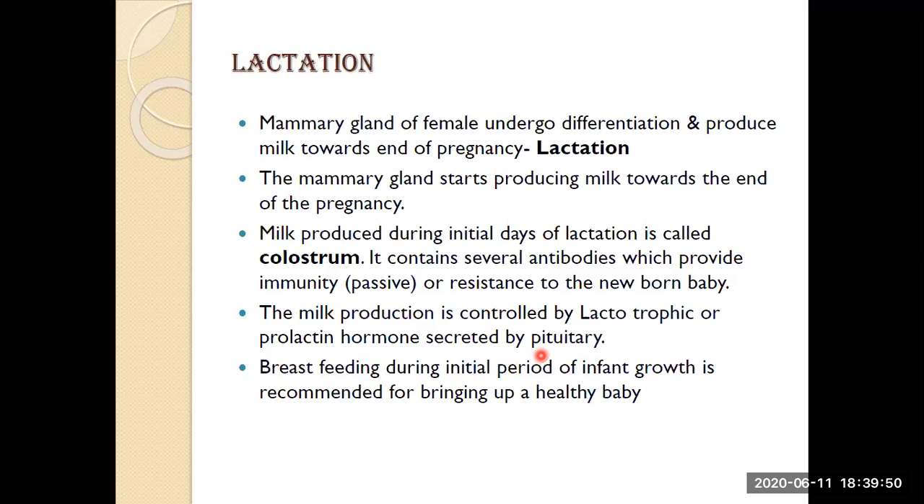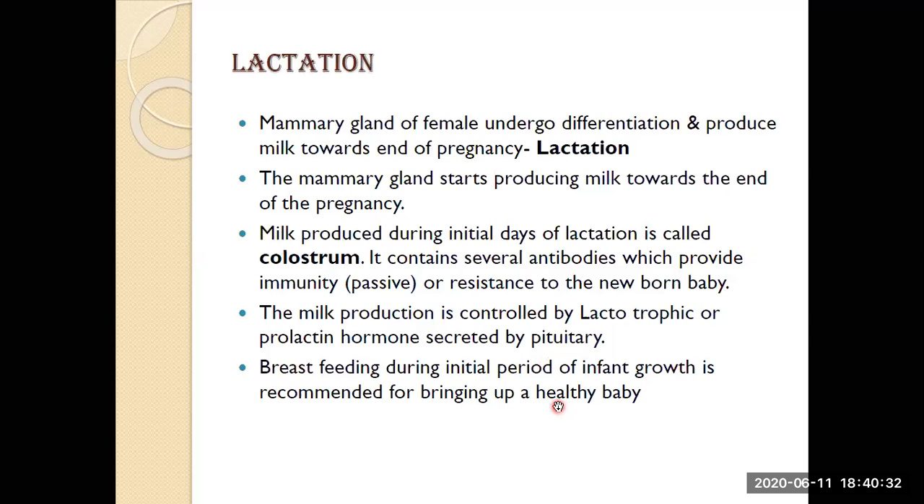So milk production is controlled by the prolactin hormone. Prolactin hormone is also known as a lactotrophic hormone that is secreted by the pituitary. And this colostrum contains a large quantity of protein, a very good amount of minerals, ions, and antibodies, which are essential for the growth of the infant, and it provides lifelong immunity to the baby. That's why breastfeeding during the initial period of infant growth is always recommended by doctors for bringing up a healthy baby.